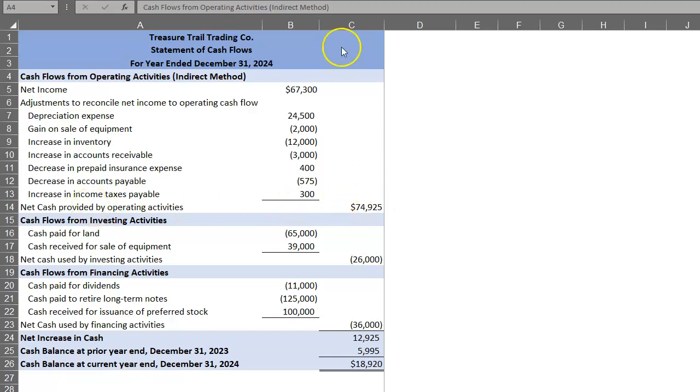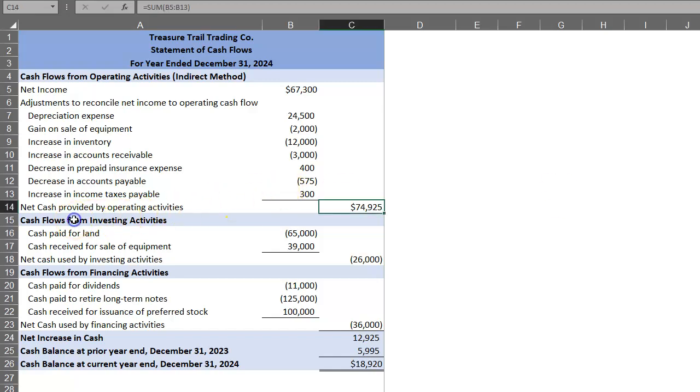And if we go all the way down to cell C14, we see the amount of $74,925. This is labeled as the net cash provided by operating activities. So what this is telling us is that the company had a net cash inflow of $74,925 from its operating or day-to-day activities.